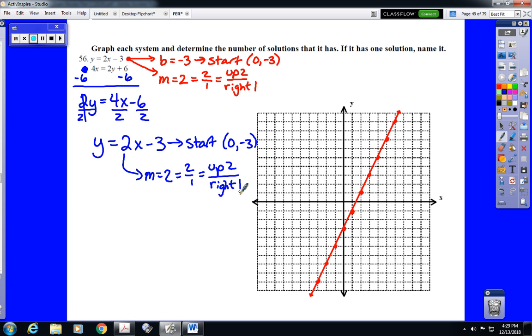But Mr. Wills, we just did that. You're 100% correct. This is exactly the same line.